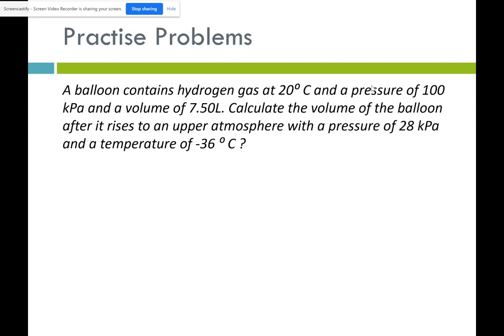So let's see how we would use one of these. This says a balloon contains hydrogen at 20 degrees Celsius and a pressure of 100 kilopascals and 7.5 liters. So this is my T1, this is my P1, and this is my V1. Calculate the new volume, so we don't know what V2 is, of the balloon after it rises to the upper atmosphere with a pressure, so this is my P2, of 28 kilopascals and a temperature, T2, of negative 36 degrees Celsius. So I'm going to set up my equation, potatoes and vegetables on the table. Now I do have to convert my two temperatures.